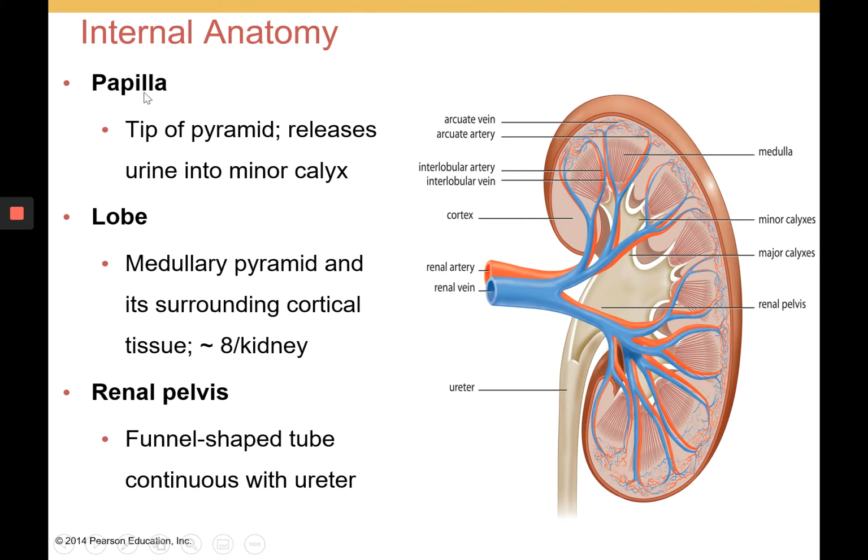There's also the papilla, which was the point or tip, or maybe you can call it the apex of the medullary pyramids. And the medullary pyramids, again, are a part of the medulla, and they are going to contain collecting ducts. The collecting ducts actually give the medullary pyramids a striped appearance, which is what we can see over here on the right. A lobe of a kidney actually includes the medullary pyramids and about half of the renal column that's adjacent to it on both of its lateral sides. And then last but not least, there's the renal pelvis, which is a funnel-shaped tube, again, continuous with the ureter.